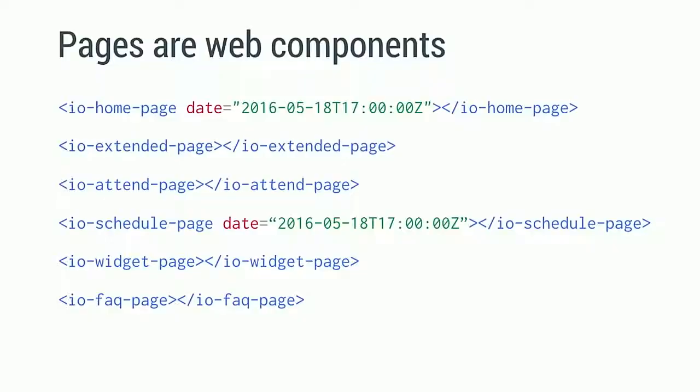And we did this in our application as well. Every page in IO, in our web app, is a web component. IO homepage, IO extended page, even the FAQ is a web component. One reason we decided to do that was because all the JavaScript and CSS and markup particular to that page is embedded inside of this component. We get all that goodness traveling around with us for free.